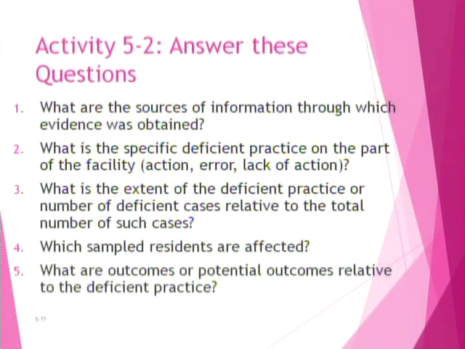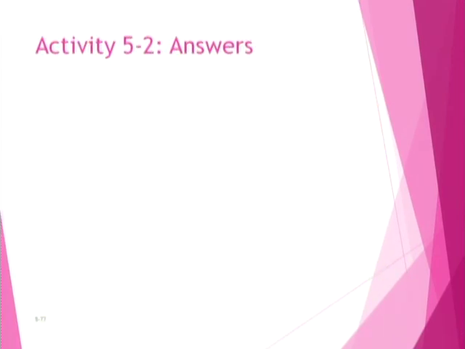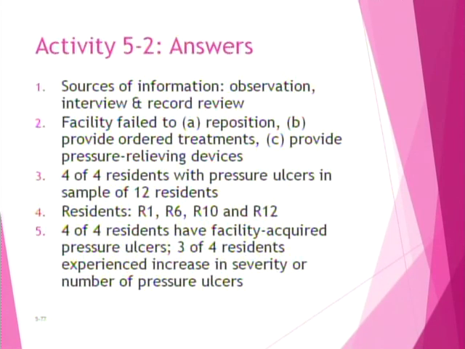All right, so now that you've done that, you looked at the scenario, let's look at the answers. What are the sources of information through which evidence was obtained? Observation, interview, and record review. All right. The facility failed to do what? Reposition, provide ordered treatments, provide pressure relieving devices.